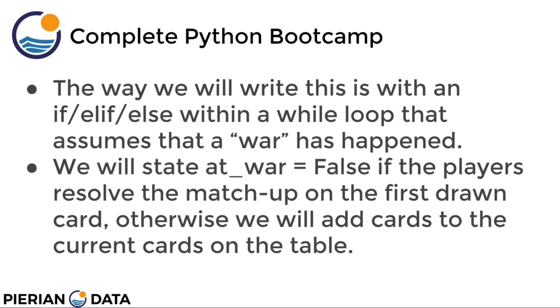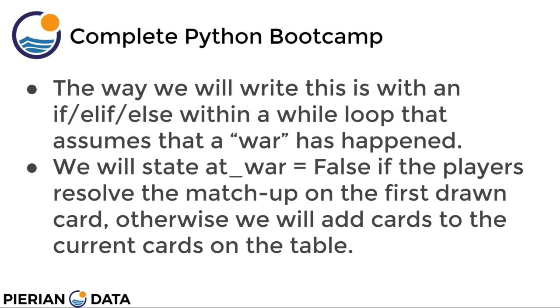The way we're going to write this is with an if, elif, else within a while loop. And that assumes that a war has happened, which is a little strange at first, but hopefully once you see the logic, it actually makes a lot of sense to you. So what we're going to do is state that at war is only equal to false if the players resolve the matchup on that first drawn card in those first 2 situations.